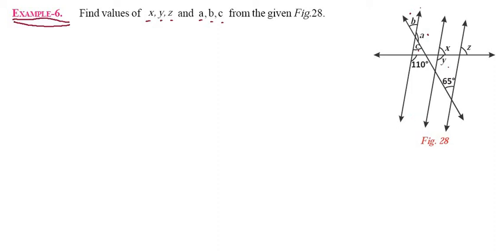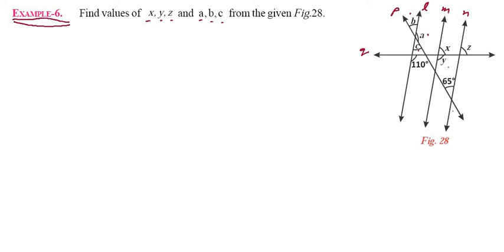So first of all, we can put the name of these lines. This one is the L line. It is your M and it is your N. And this line is P and this line is Q. So these are the lines. You have 5 lines, 3 parallel lines, that is L, M, N, and the 2 transversal lines, that is P and Q.